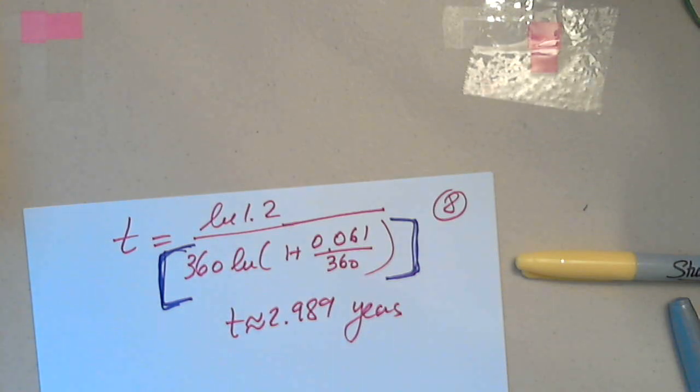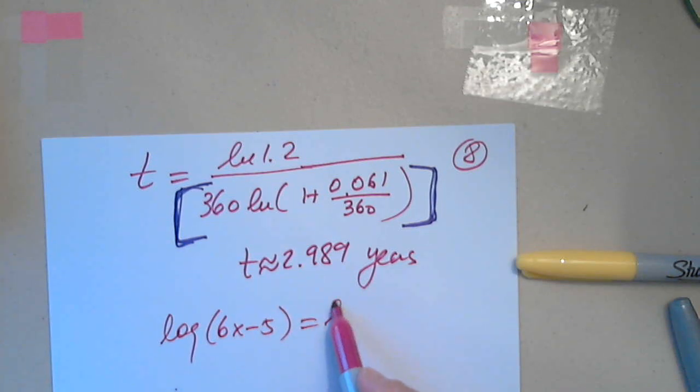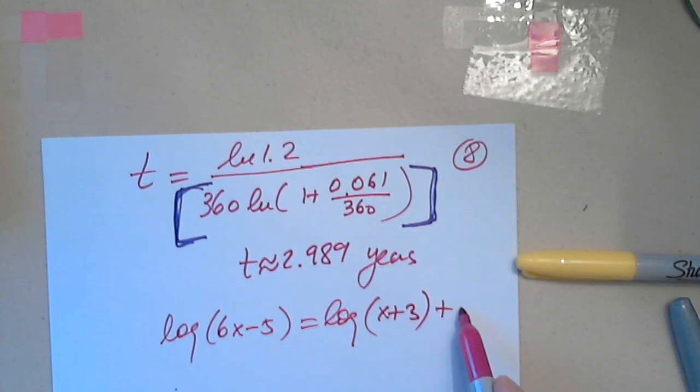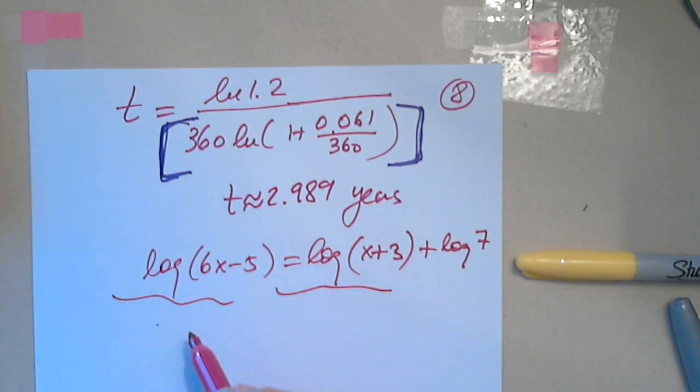Yes, please. Alright, so this one says question 13 for me. It says, solve the log equation. Be sure to reject any value of x that is not in the domain. Get the exact answer. So it says log of 6x minus 5 equals log of x plus 3, close parentheses, plus log 7. Excellent. So we have 2 restrictions to state.